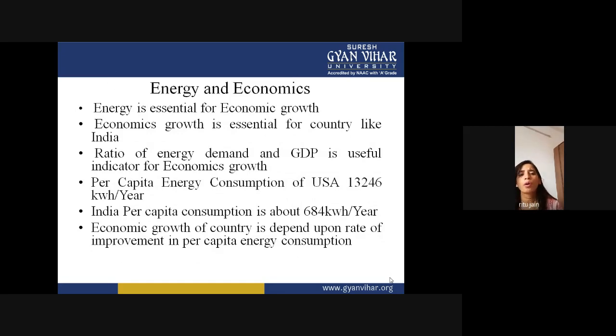And the next point, what is the correlation between energy and economy? Energy is essential for the economic growth of any country, and the ratio of energy demand and GDP is a useful indicator for economic growth. Per capita energy consumption of the USA is 13,246 kilowatt hour per year, but in India the per capita consumption is about 684 kilowatt hour per year. Economic growth of a country is dependent upon the rate of improvement in per capita energy consumption. So per capita energy consumption means how much energy an individual person is using in a year or in a day.